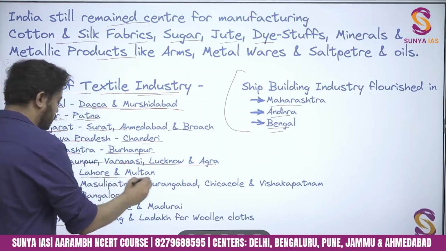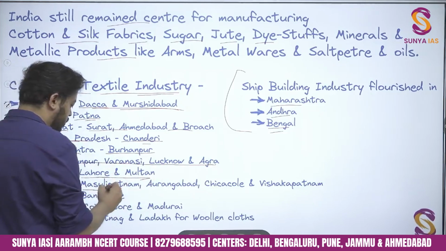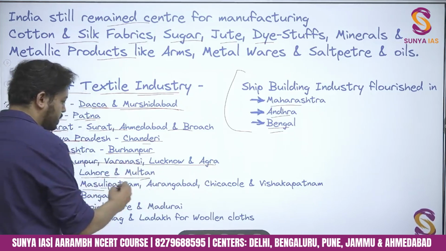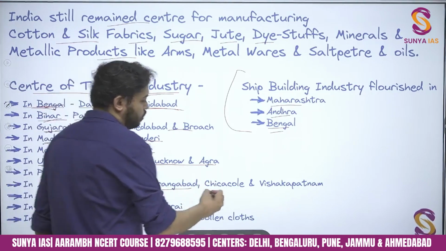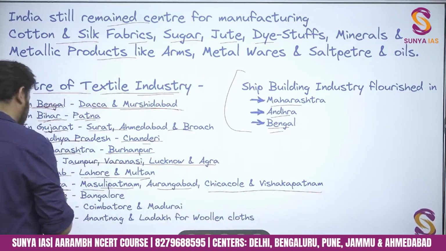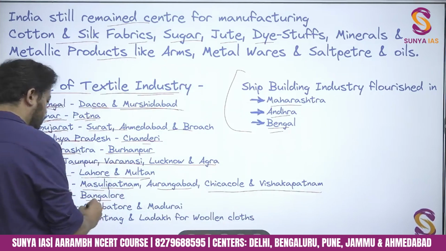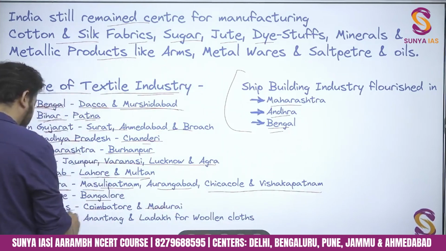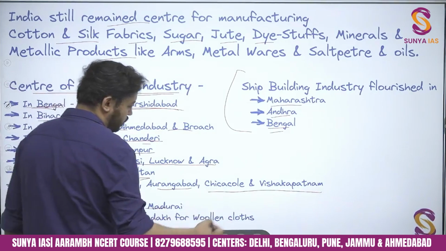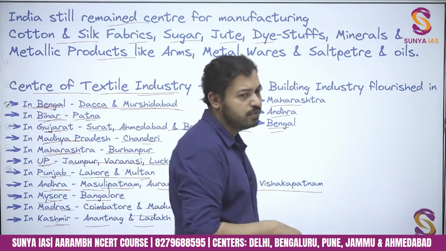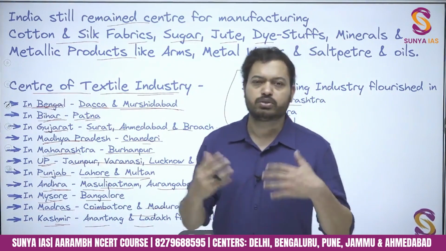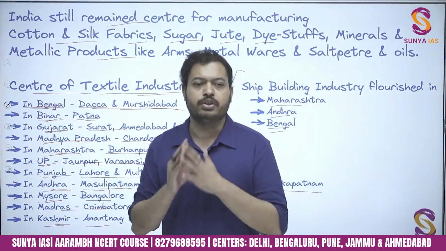Punjab: Lahore and Multan. Andhra Pradesh, or present day Andhra region: Machilipatnam, Aurangabad, Srikakulam, and Visakhapatnam. Mysore, Bangalore, Madras, Coimbatore, and Madurai. Kashmir, Anantnag, Ladakh for woolen clothes. So everywhere you will see that the influence of the textile industry was extensive, huge. Okay.